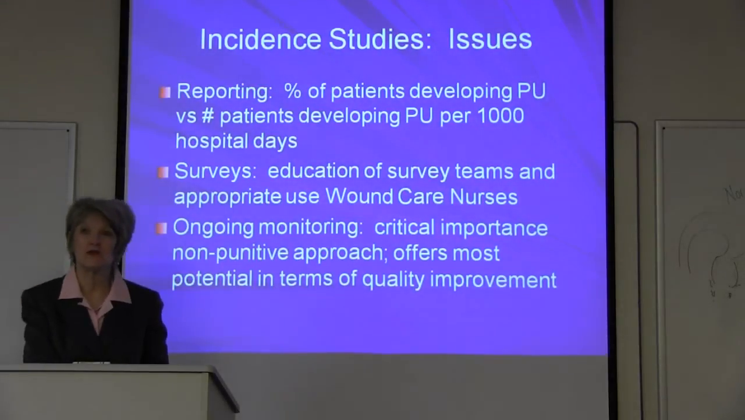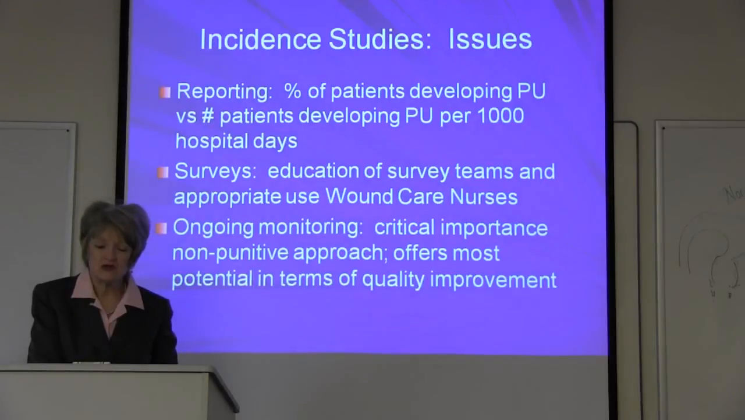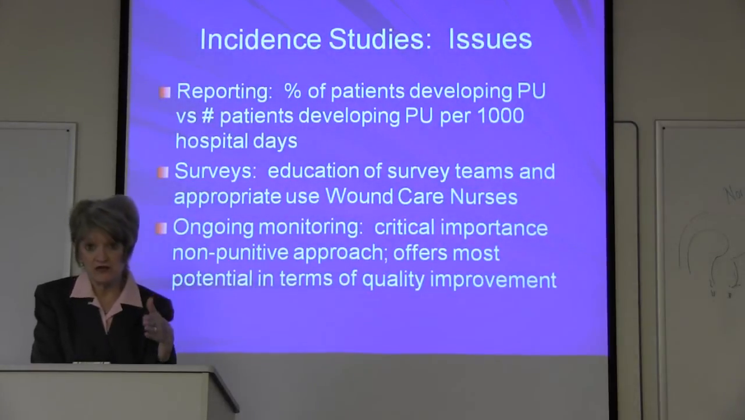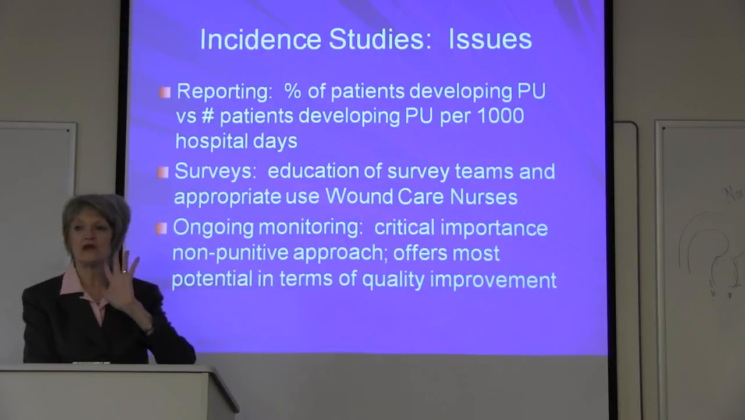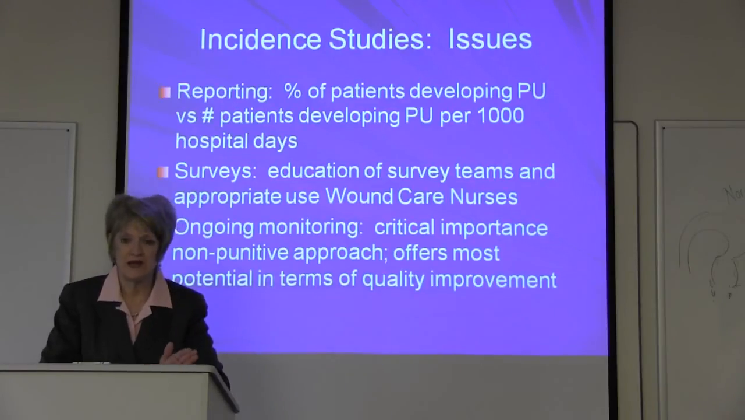There's a trend to report pressure ulcers in terms of number of patients developing ulcers per 1,000 hospital days, as opposed to reporting percentage. So let me explain to you how that would work. Let's say I'm going to go back to my 300-bed hospital. And if I was doing it based on percentage and I had 20 patients who developed breakdown, that would give me a 15% incidence. Okay?